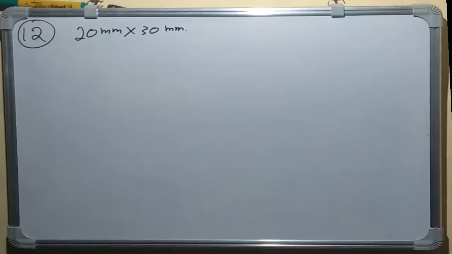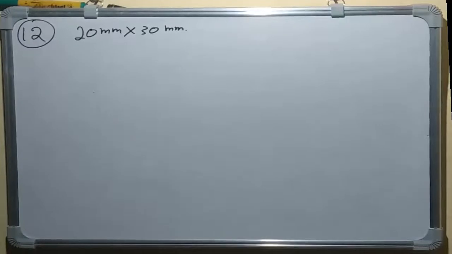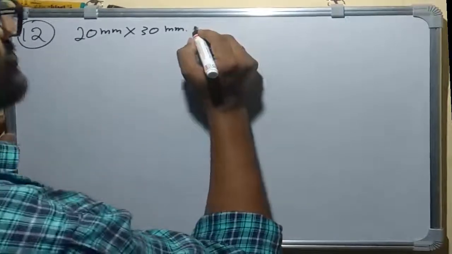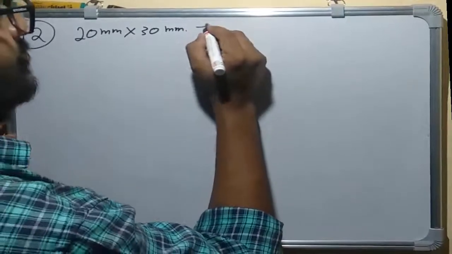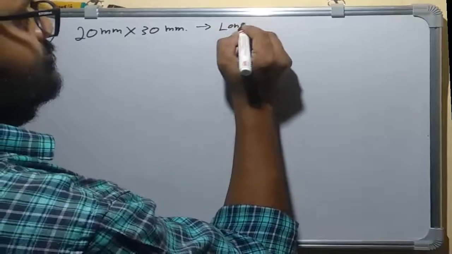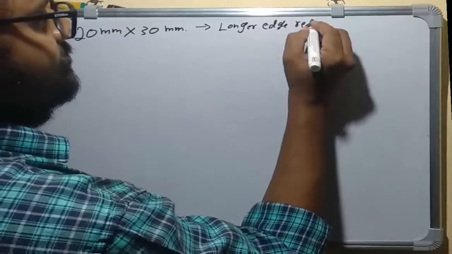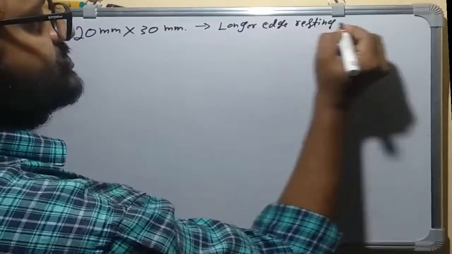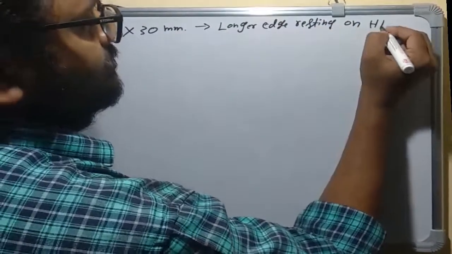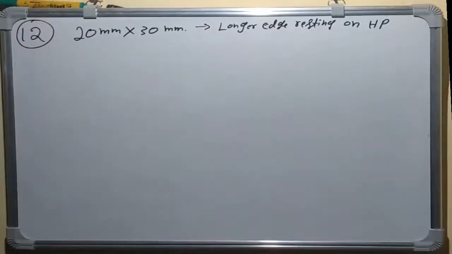This is the dimension of the rectangular lamina, and where is it resting? In the first step, we have to check where it is resting. So it is resting on HP on its longer edge. The resting condition is longer edge resting on HP. Okay, the first step is finished.